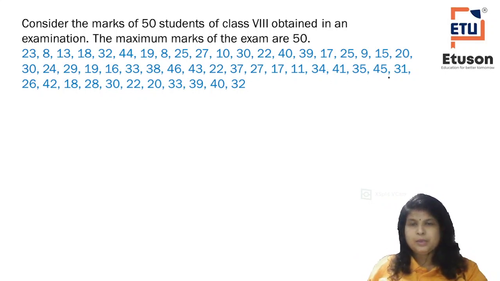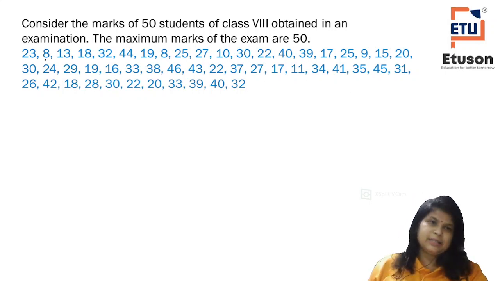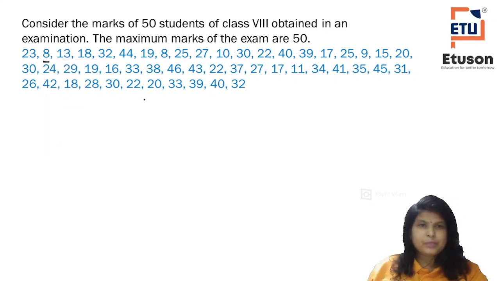So just observe. The minimum will be a single digit, so it is 8 here. Is there anything less than 8? No, I can't see. So your minimum value is 8. And what about the maximum? The maximum should be somewhere nearer to 50. Is there any number very near to 50? No, very near it is not there. So what we have obtained is, yeah, the maximum mark is 46.